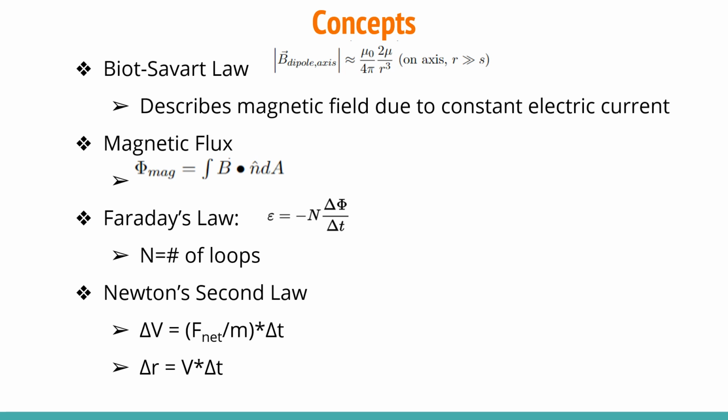Faraday's law states that induced current is equal to negative N times delta phi over delta t, where N is the number of loops. Finally, we will use Newton's second law, which states that the change in velocity is equal to F net over mass times delta t. The change in position is equal to v times delta t.